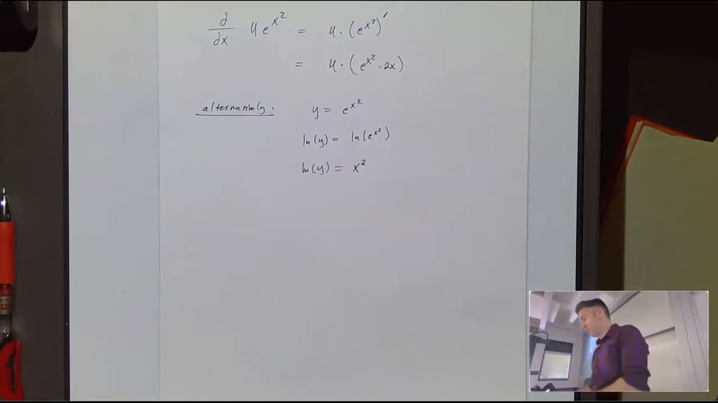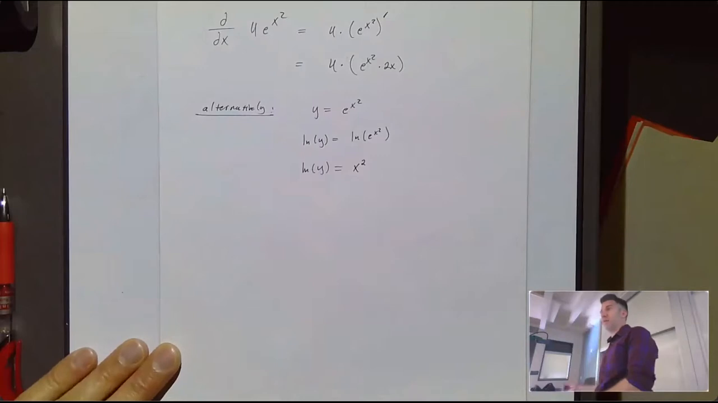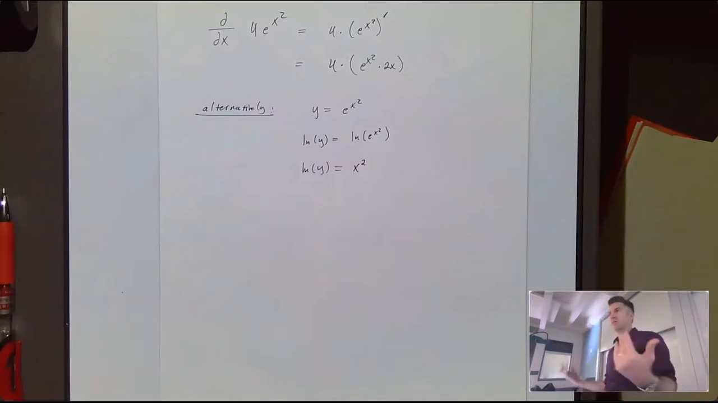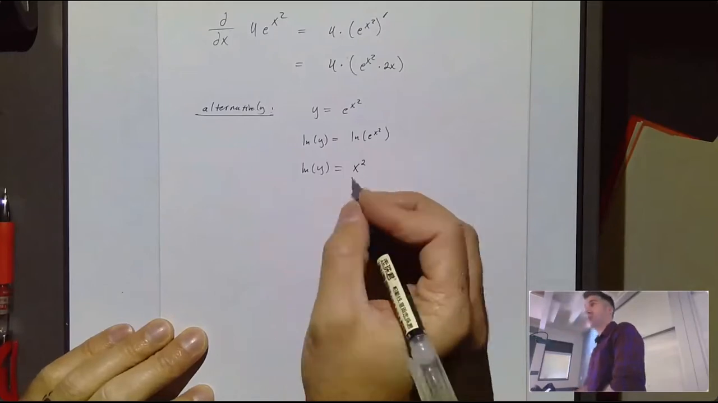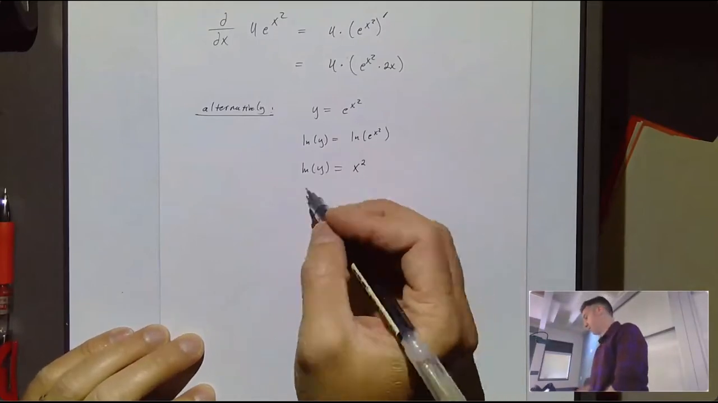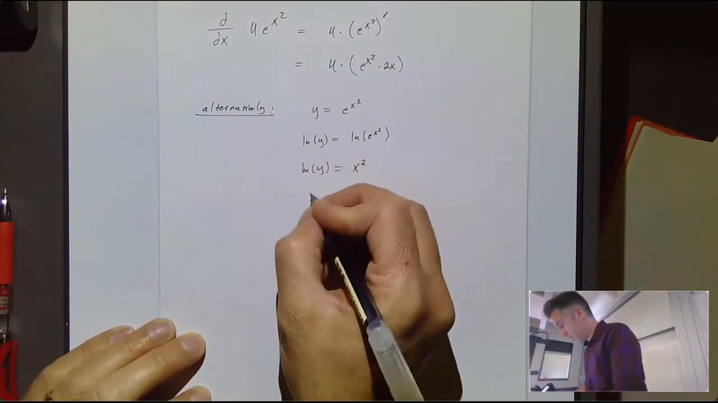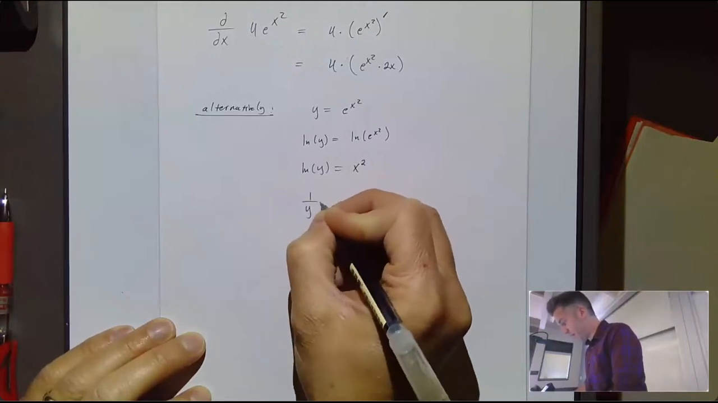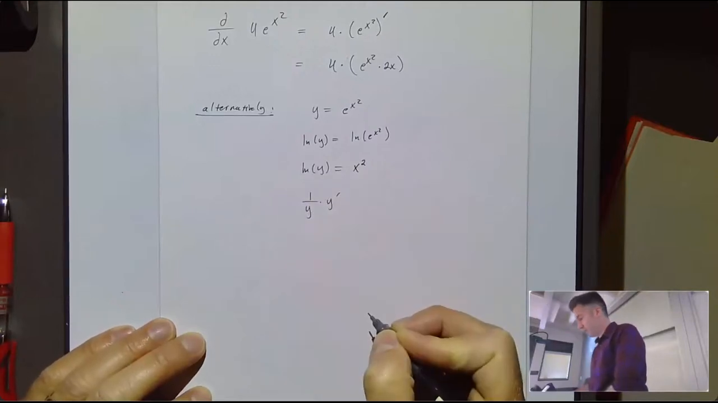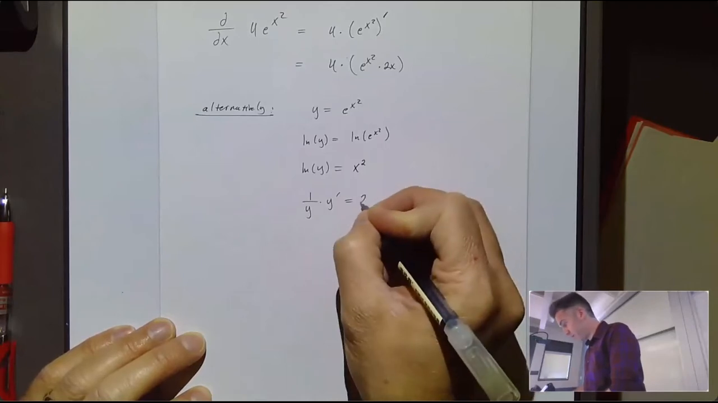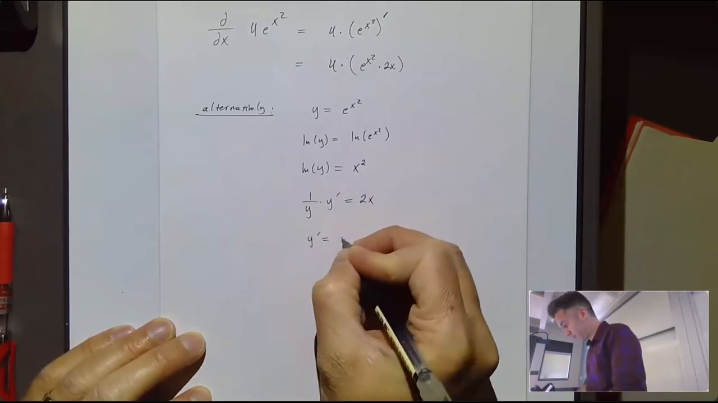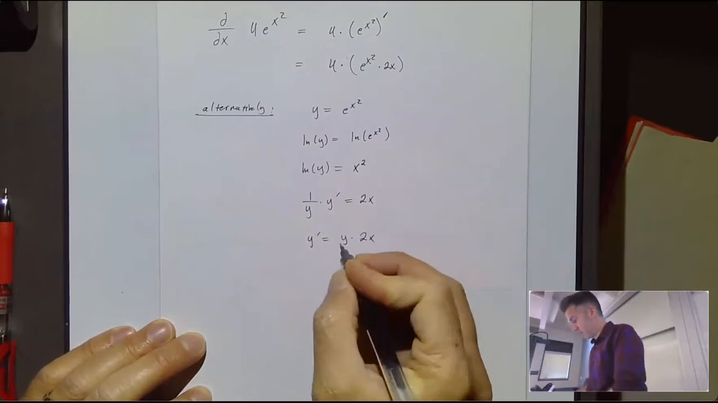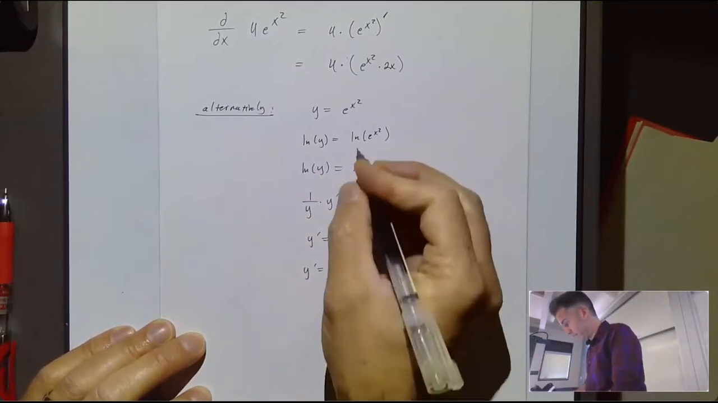More generally, the natural log of e to the stuff is just the stuff, right? That's the inverse property of logarithms and exponentials, which I suppose we could write down in a second here. And then we could do the chain rule thing, or I'm sorry, the implicit differentiation. Derivative of natural log of y is 1 over y times y prime. The derivative of x squared is 2x. And then we can solve for y prime. And then we can replace y with what it's equal to. And y is e to the x squared.